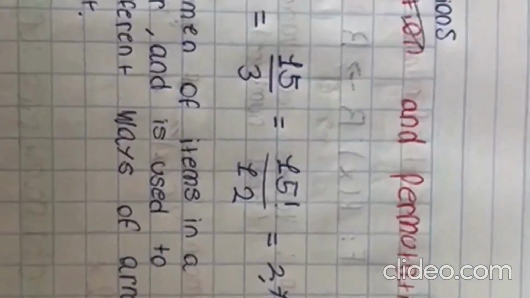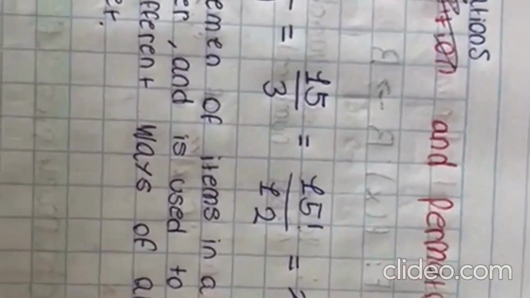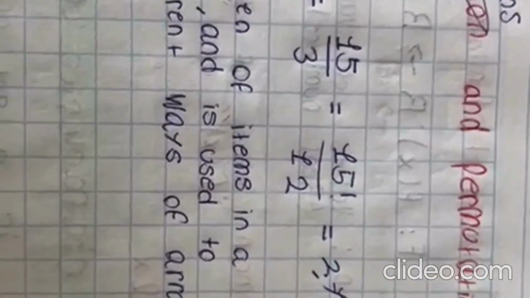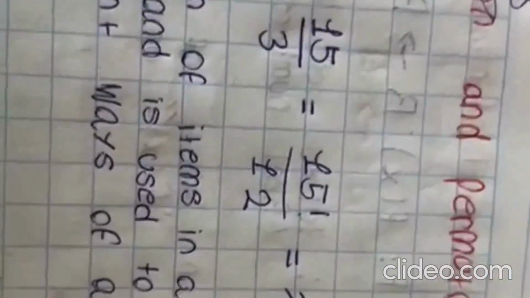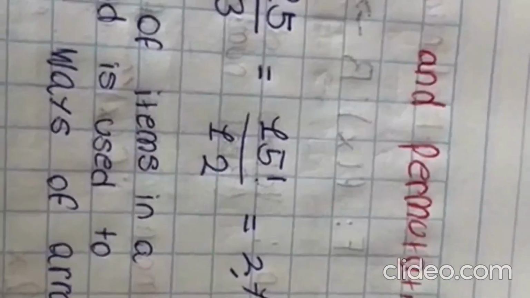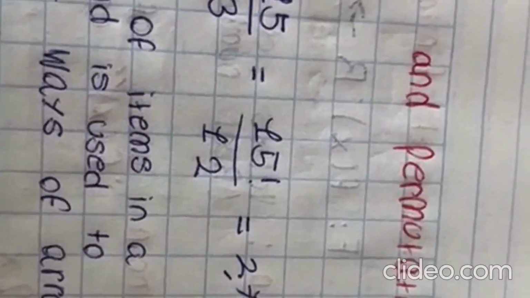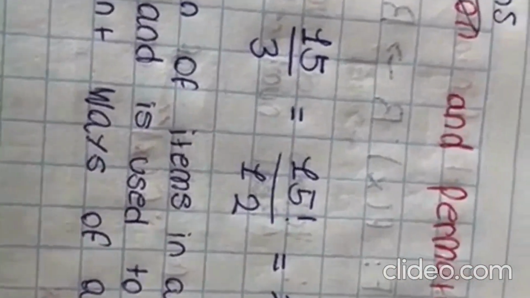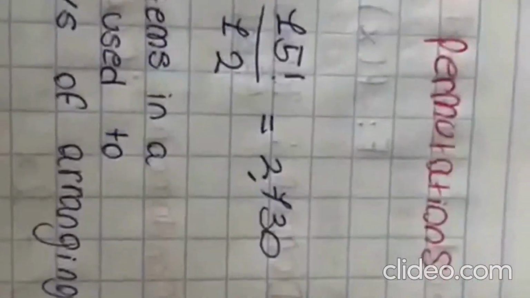Combination and permutation. A permutation is an arrangement of items in a specific order, and it is used to describe the different ways of arranging a set. They use a formula to determine how many ways exist to select flavors of ice cream to serve in a cup of ice cream. They use the formula for determining this result.